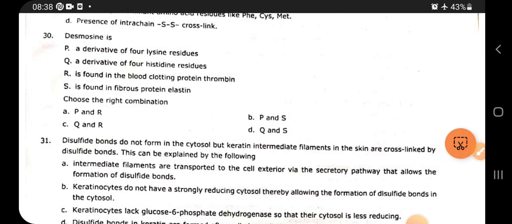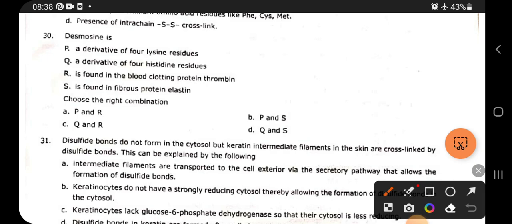Desmosine is a derivative of 4 lysine residues. A derivative of 4 histidine residues is found in the blood clotting protein. Thrombin is found in fibrous protein elastin. First of all, desmosine is the legitimate functional unit of your fibrous protein elastin.